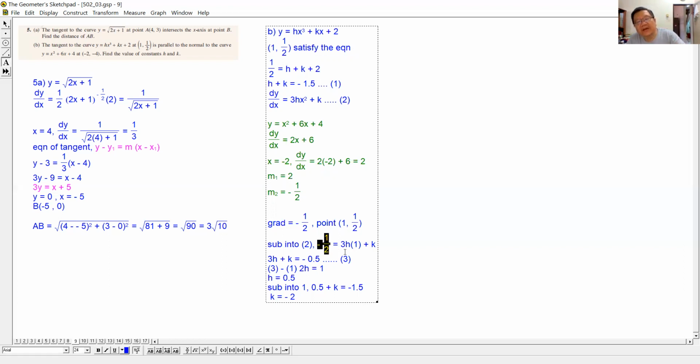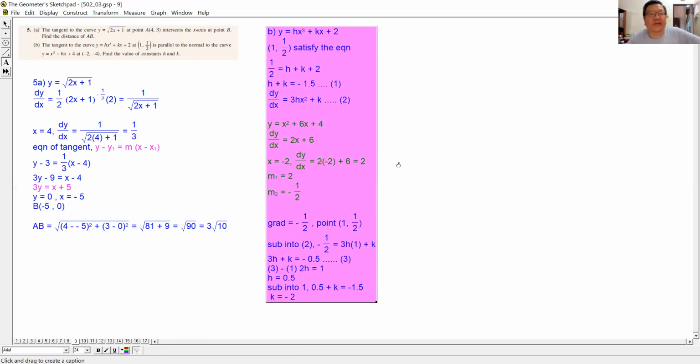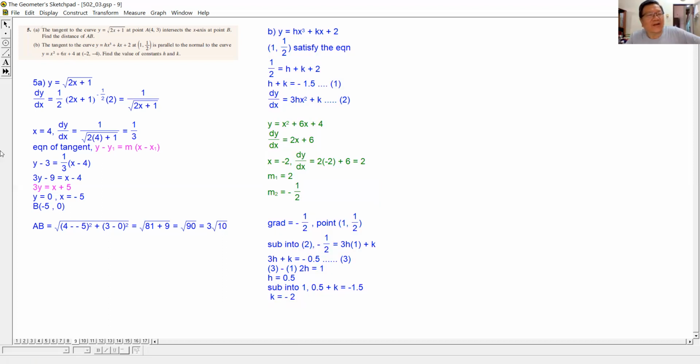Then together with the value of this point from the first curve, I put it inside, and I get one equation. This equation I solve with the first equation, and I get h and k. If it's a bit confusing, never mind. Normally they don't make it so confusing, right?